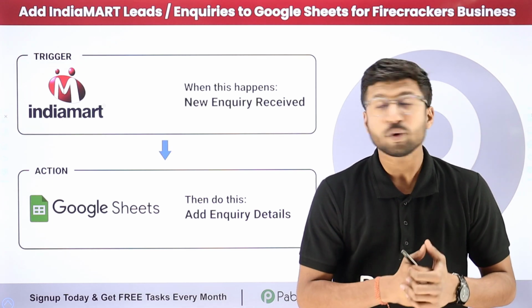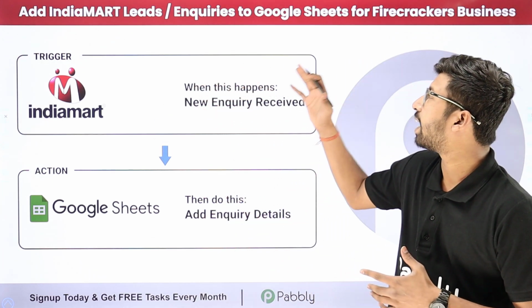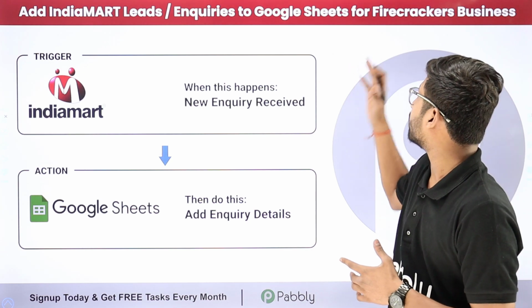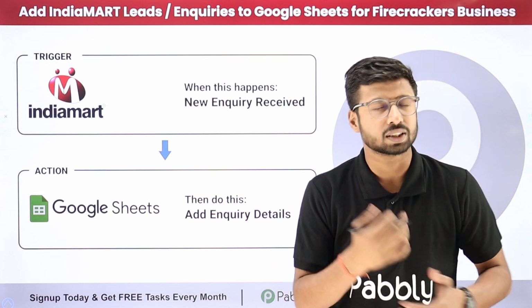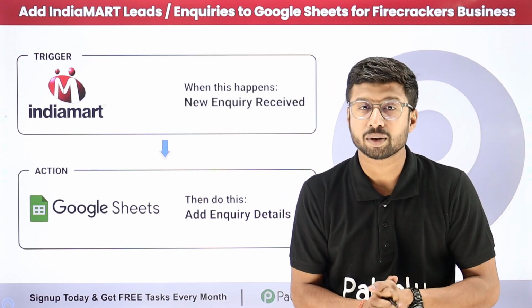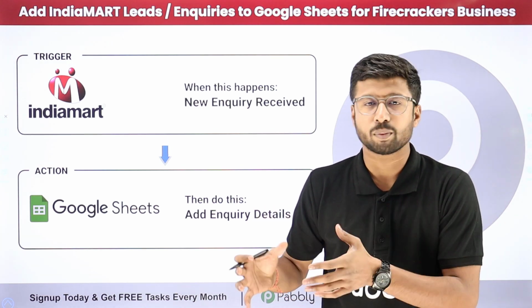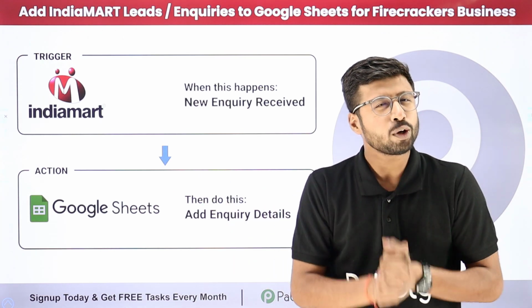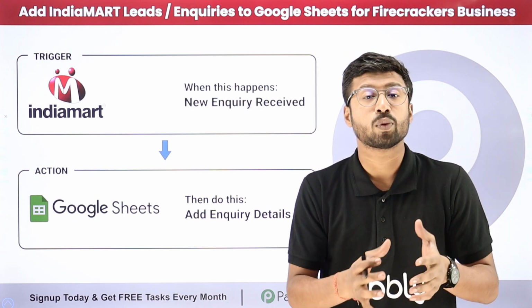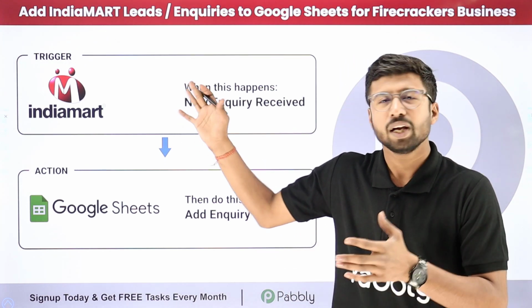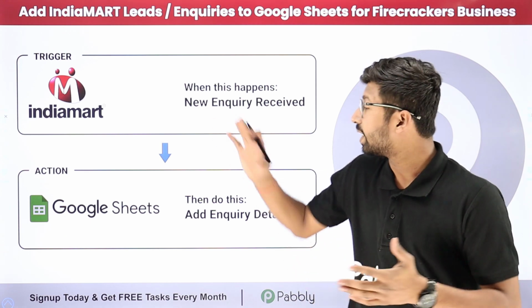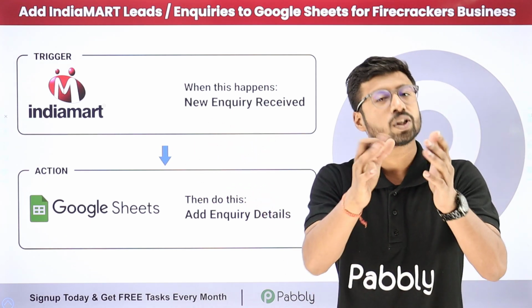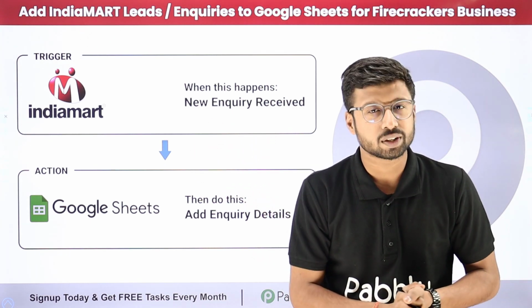So in this video, we are going to learn how to automatically add IndiaMART leads or inquiries to Google Sheet for your Firecracker business. Let's say you are having a Firecracker business and you are selling your Firecracker products on IndiaMART as well. Now you want that whenever you get a new lead or inquiry for your products on IndiaMART, you want to add the same leads or inquiry in your Google spreadsheet as well.